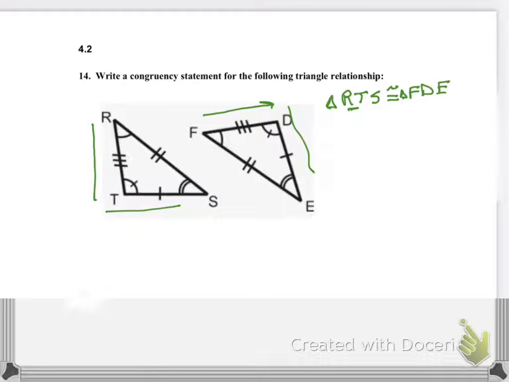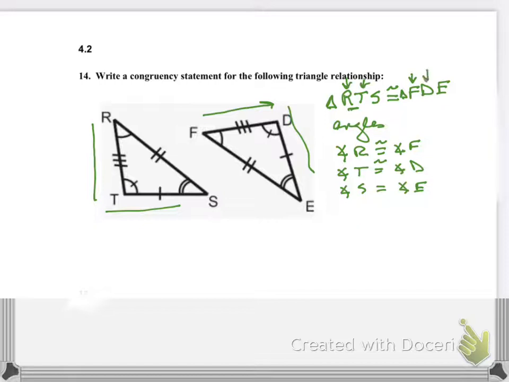Okay, so now I'm in the position to be able to write my angle pairs, because I'm going to ask you to do this on the quiz. So let's pair up all my angles using your congruency statement. Angle R is congruent to the first one, angle F. The second angle is congruent to the second letter over here. The third is congruent to the third. So what I did was I said first goes with first, second goes with second, third goes with third. That's my angle statement.